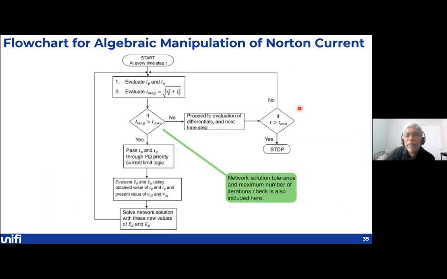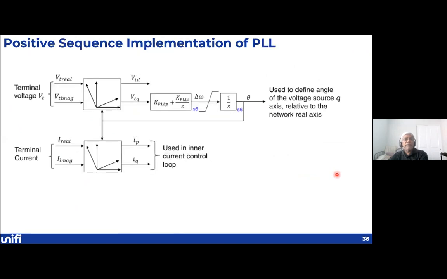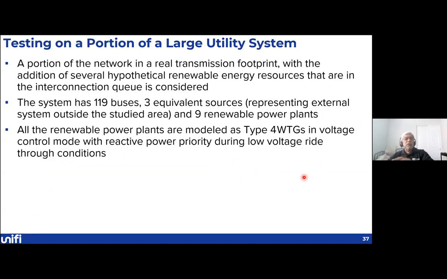You will notice here that in the network solution, you have to evaluate the current appropriately, and I've just given you an idea of how we do that. And this is the positive sequence representation of how the PLL is implemented. It is implemented in this case using both the terminal voltage and the terminal current.